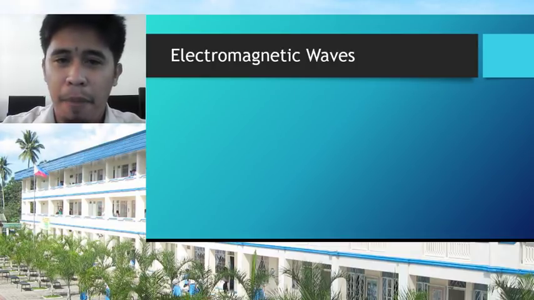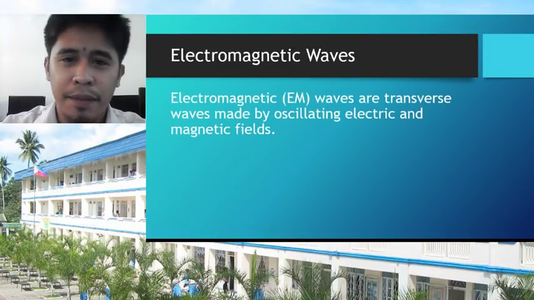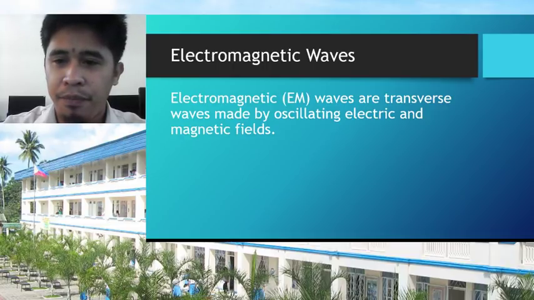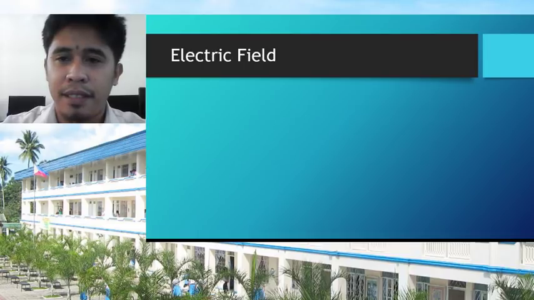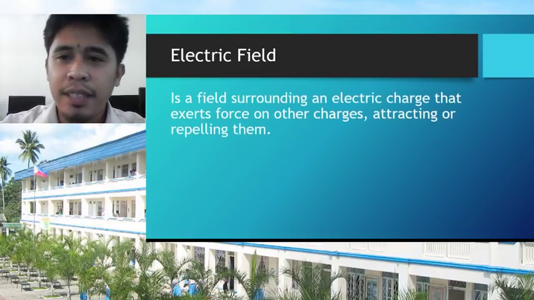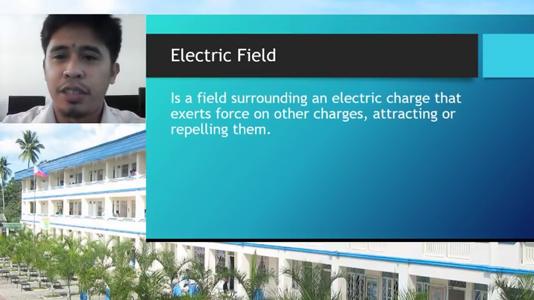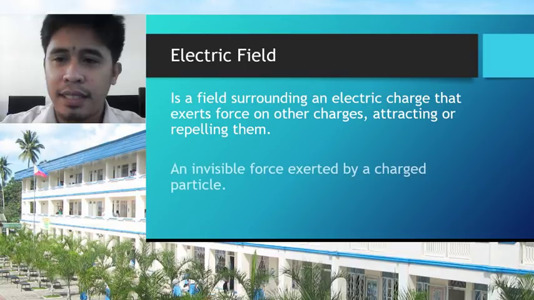Let us begin. Electromagnetic waves are transverse waves made by oscillating electric and magnetic fields. You might wonder, what is an electric field? The field surrounding an electric charge which exerts force is the electric field. This field causes the attraction of unlike charges and repulsion of like charges.